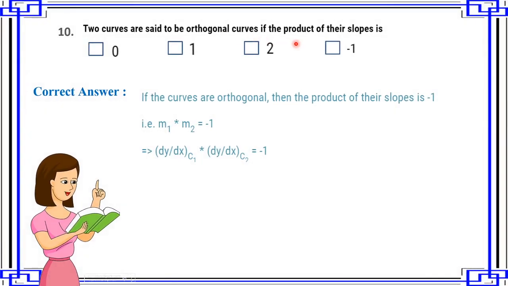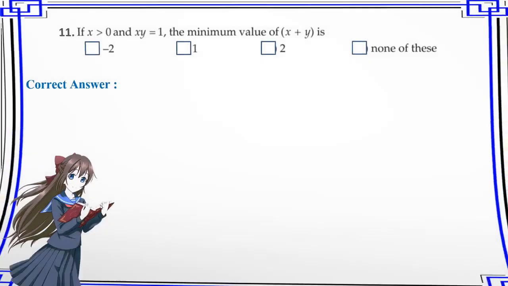Two curves are said to be orthogonal curves if the product of their slopes is what? It's minus 1. We know very well if two curves are orthogonal, it means if we draw tangents to those curves at a particular point, then they will be perpendicular to each other. And if they are perpendicular, the product of their slopes will be minus 1.